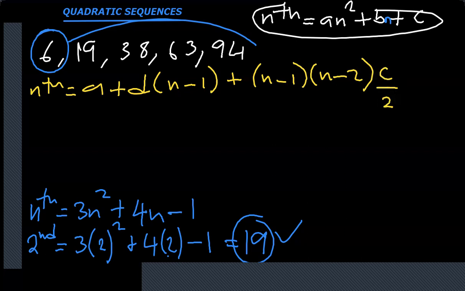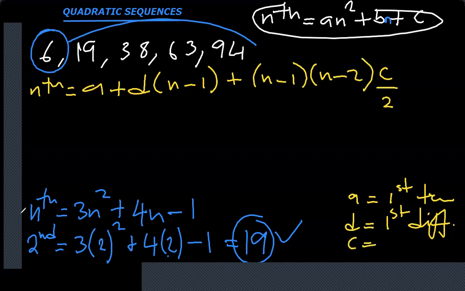Now let me explain what each one means. A represents the first term. D represents the first difference. And C represents the second difference, while n is the position of the term. So you're going to substitute in A, D, and C, and you leave n, because n could be any position.